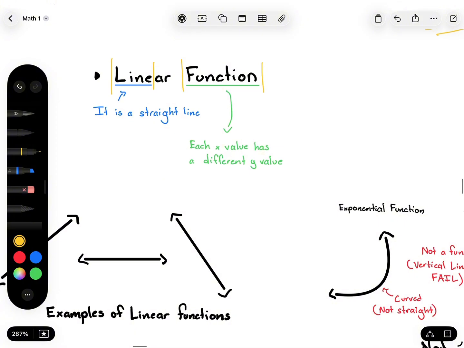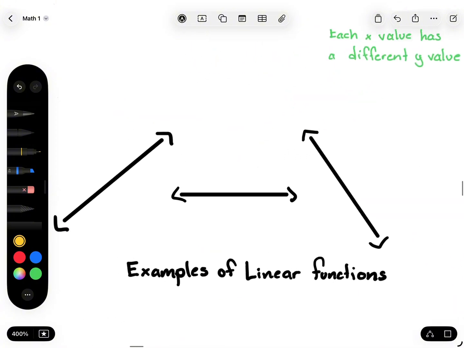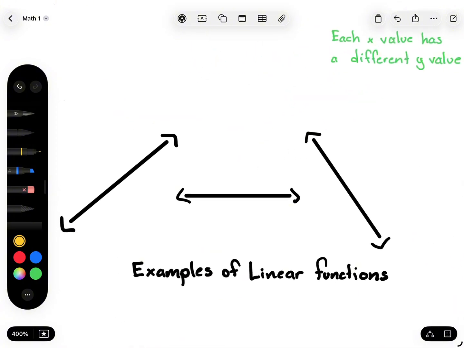Here are just some examples of do's and don'ts in linear functions. So these are possible examples of linear functions. It is a perfectly straight line throughout. All three of these are. Each x value has a different y value if you were to put it on a graph. And these are totally believable lines that you could possibly see on a graph at any point.